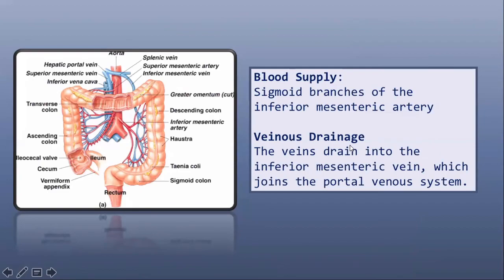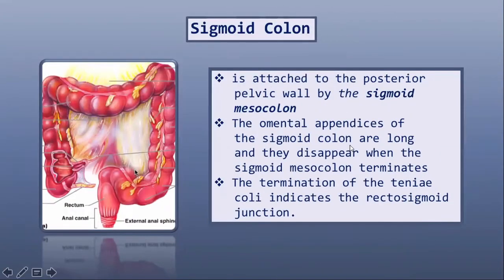Now take note that your sigmoid colon has a long mesentery, the sigmoid mesocolon, and therefore it is freely movable. Because of that freedom of movement, especially in the middle portion here, this is prone to rotation and twisting of this mobile loop, a condition known as volvulus. Volvulus is common in this part of your colon, the sigmoid.